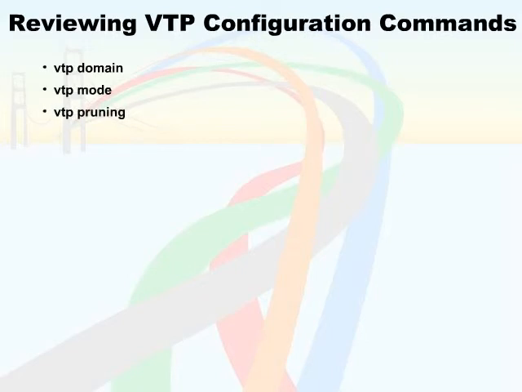You have VTP pruning, which is a command to set the pruning mode. There's VTP password, a command to define the password for the VTP domain. You also have VLAN-ID, which is a command used to set the ID for a VLAN. And then you have name VLAN name, a command which is used to set the name for a VLAN.